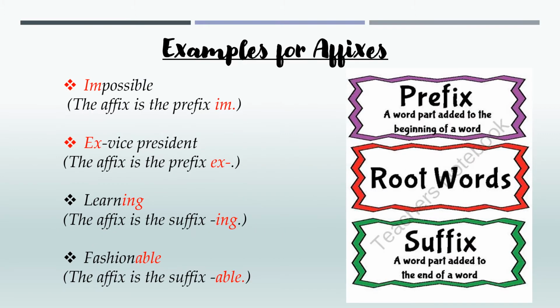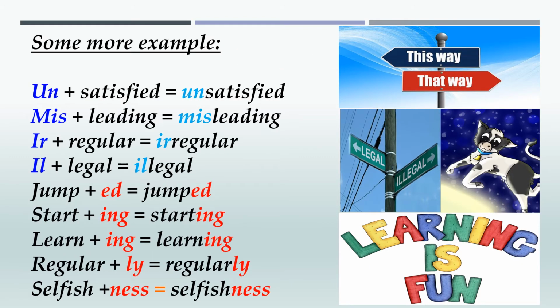So here are some examples of affixes. Here you can see impossible, exit, president, learning, and fashionable. And in these words, you can see the highlighted parts are prefixes and suffixes. In the first two examples, you can see im and ex are prefixes because they are added to the beginning of a word. And in the last two examples, learning and fashionable, you can see ing and able are suffixes because they are added to the end of a word. So these are some examples of affixes.